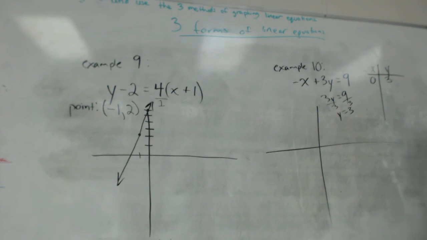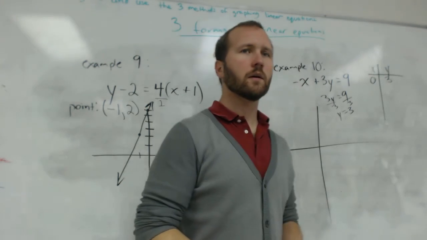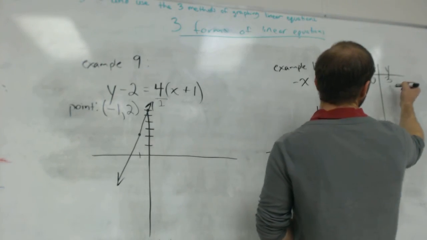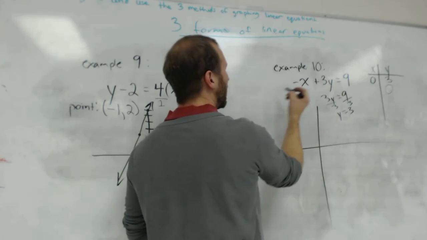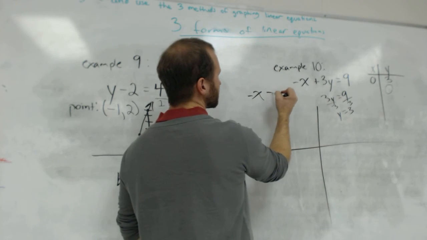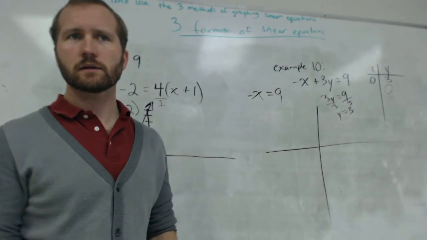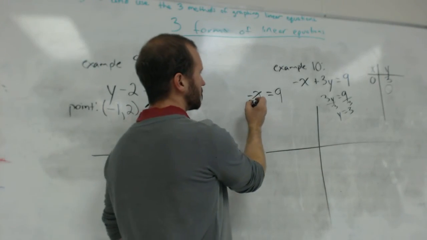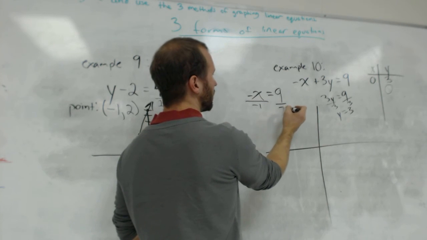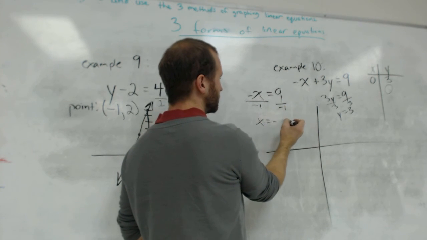Okay, what next? Now I make the y 0. So if y is 0, negative x equals 9. What is x? Divide both sides by negative 1. x equals negative 9.